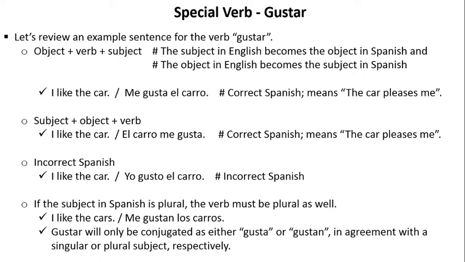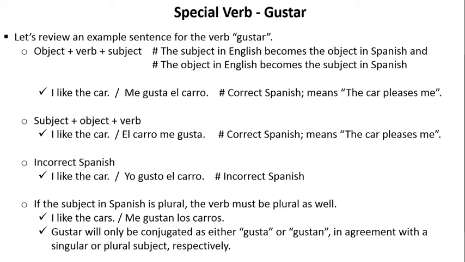Now, let's review an example sentence for the verb gustar. Once again, let's take the structure object plus verb plus subject. Now, the subject in English becomes the object in Spanish, and the object in English becomes the subject in Spanish. Let's take the example, I like the car, where I is a subject, like is a verb, car is the object. The Spanish would be me gusta el carro. This literally means the car pleases me. So the car becomes the subject, pleases is the verb, and me is the object.